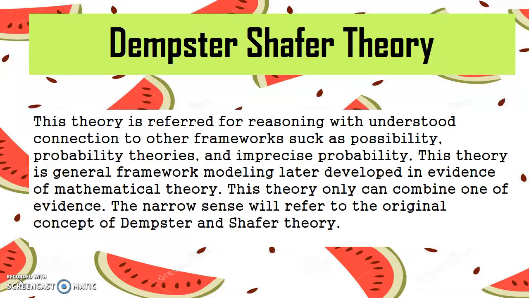Last but not least, Dempster-Shafer theory. This theory is referred to for reasoning, with understood connections to other frameworks such as possibility theory, probability theory, and imprecise probability. This theory is a general framework for modeling, later developed in the evidence of mathematical theory. This theory can only combine one piece of evidence. The nearest sense will refer to the original concept of Dempster and Shafer theory.